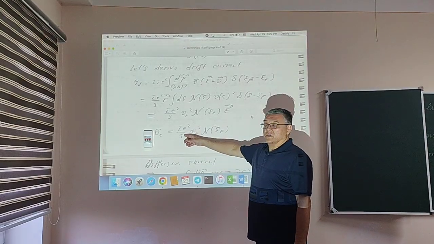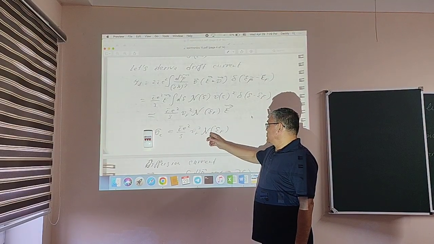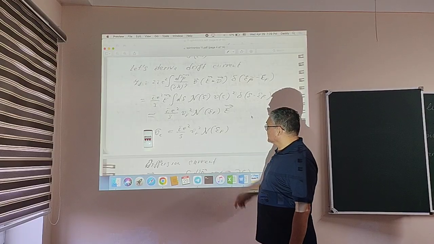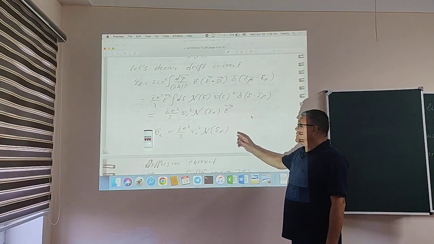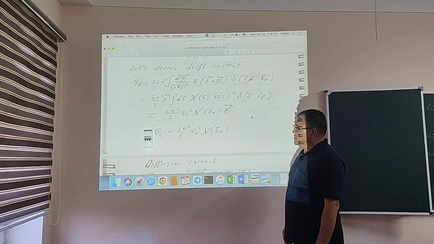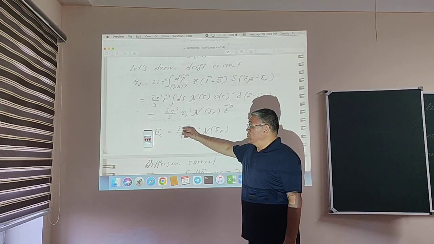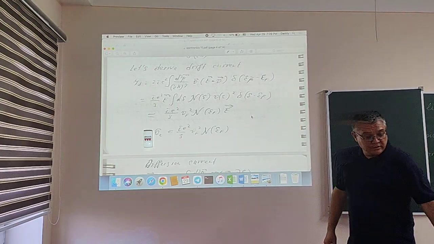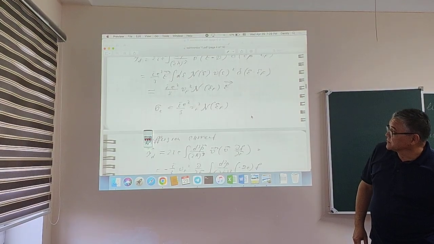It depends on the tau relaxation time, and also on the density of states at the Fermi level. So again, this tau is very important in considering different types of scatterings.